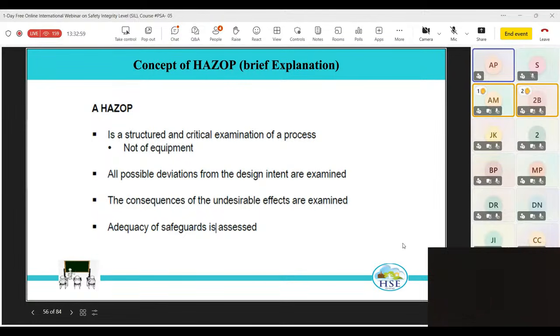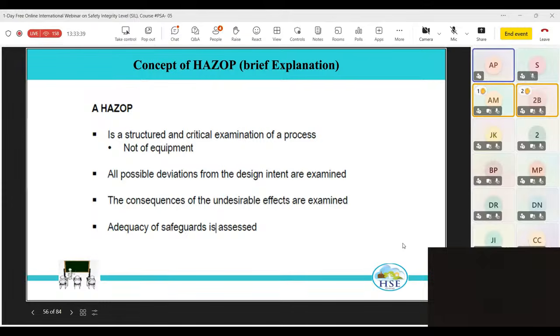Okay, the hazard is evident because your design intention is, say, 5 bar, but you are likely to extend to 5.5 or 6 or something instead of 5. Then it is a deviation from the design. So this design intent is to be examined in case of a deviation, and because that design deviation has taken place, if that deviation causes a consequence, the undesirable effects are examined.